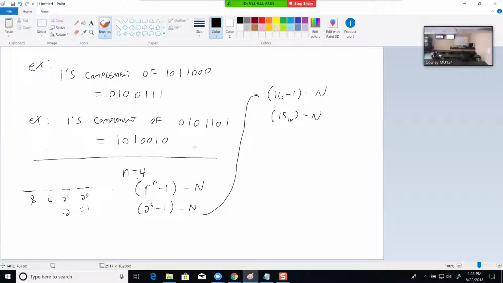So if I change this to binary, 2, 3, 4. Does 8 go into 15? Yeah. So there'd be a 1 there. Now 15 minus 8 is 7. Does 4 go into 7? Yeah. So there'd be a 1 here. 7 minus 4 is 3. Does 2 go into 3? Yeah. 3 minus 2 is 1. Does 1 go into 1? Yeah. So that'd be all 1s, minus then our number. Does that make sense on the number we come up with?